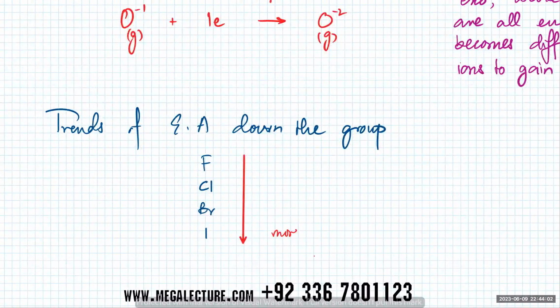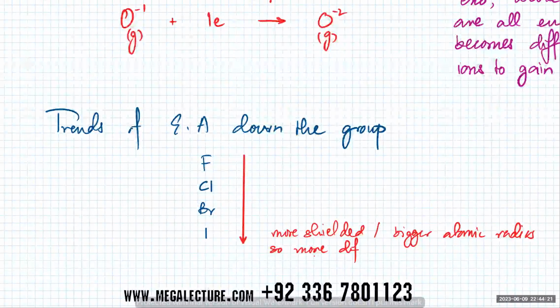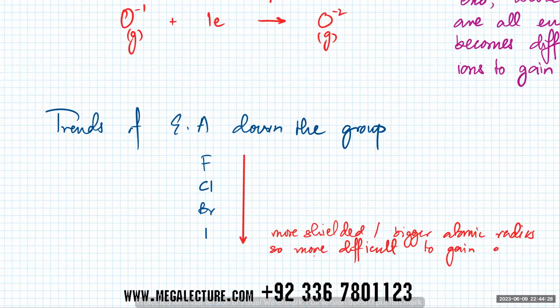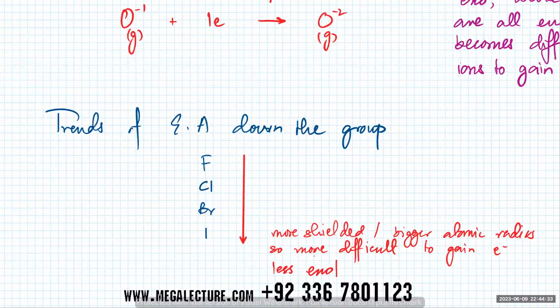Yeah, so fluorine, yes. So down the group, they're more shielded, bigger atomic radius. So more difficult to gain electrons. So less energy would be released. So they should become less exothermic.